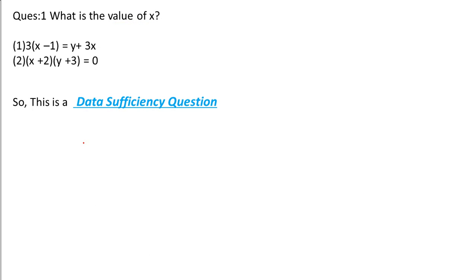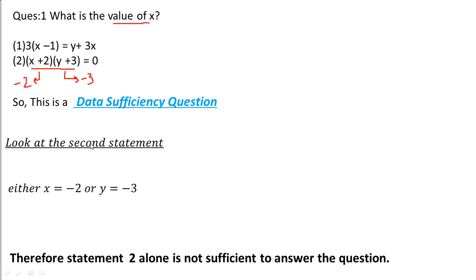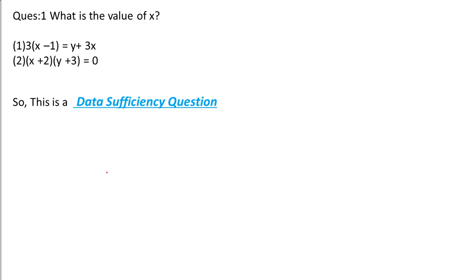Now let us move to the second statement. It says (x plus 2) multiplied by (y plus 3) is equal to 0. This gives me that either x is equal to minus 2 or y is equal to minus 3. Therefore, again, by statement 2 also, I am not able to tell what is the value of x because y can also be minus 3 to prove this statement correct. Therefore, statement 2 alone is also not sufficient to answer the question.